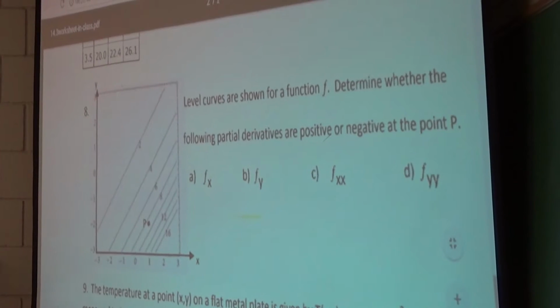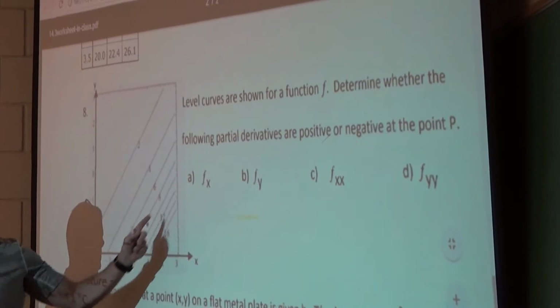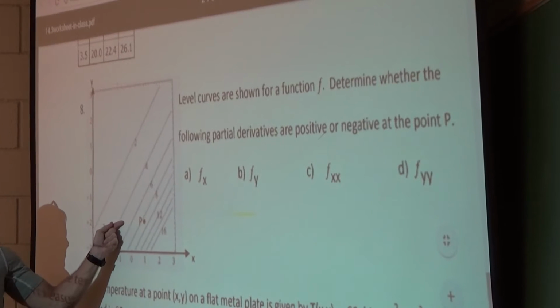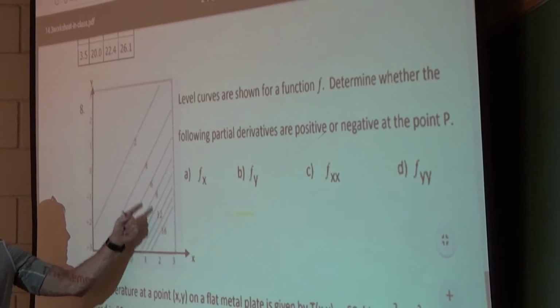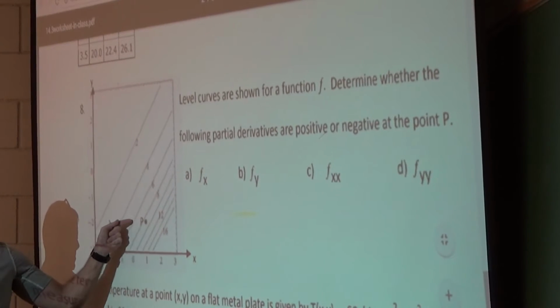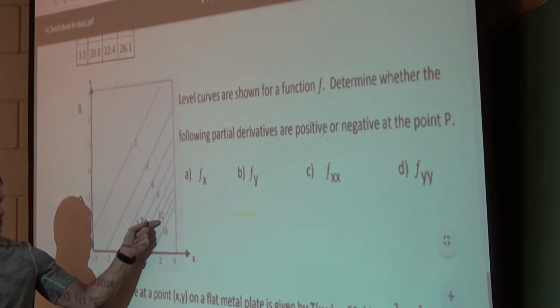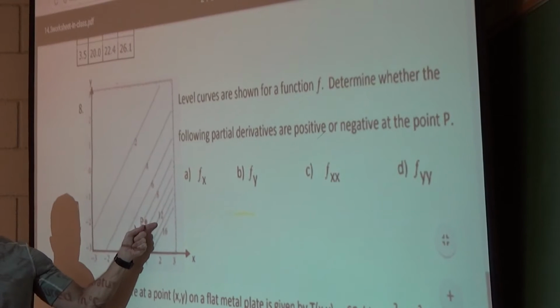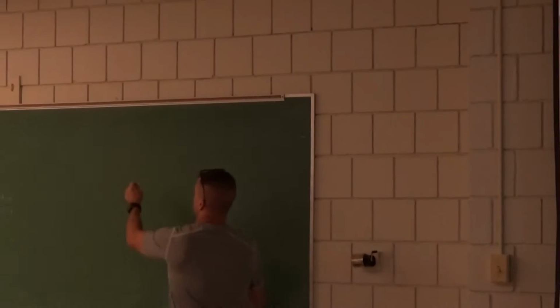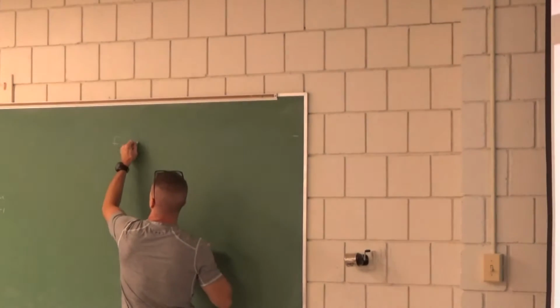Letter A, I just need positive or negative. This is at point P. So there's the positive x-axis. If you move in that direction, are the values of f, these are all the f values, increasing or decreasing? I'll just take a nice horizontal line going through P. Increasing. So fx is positive, isn't it?